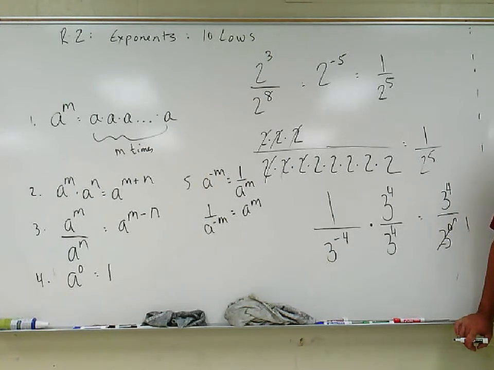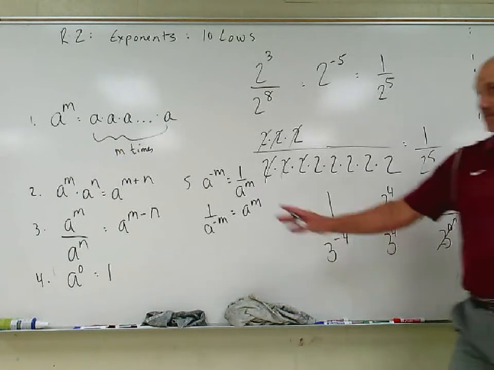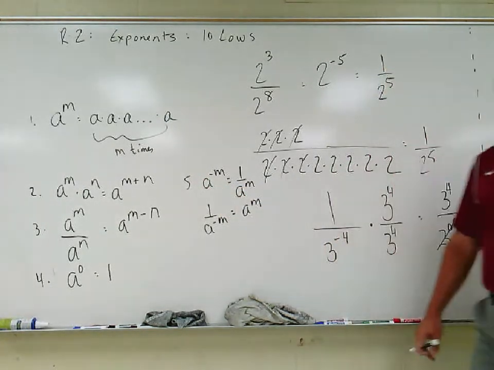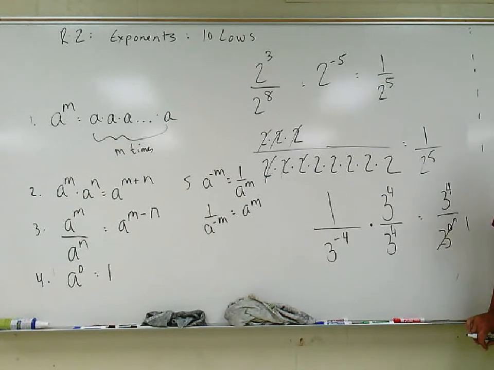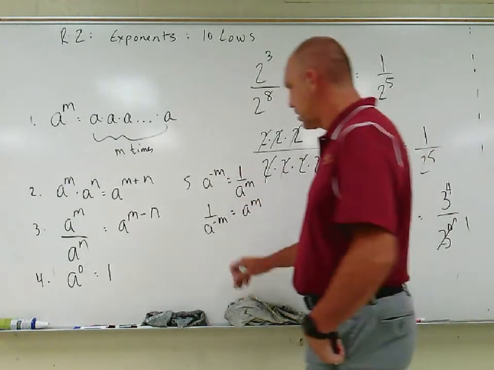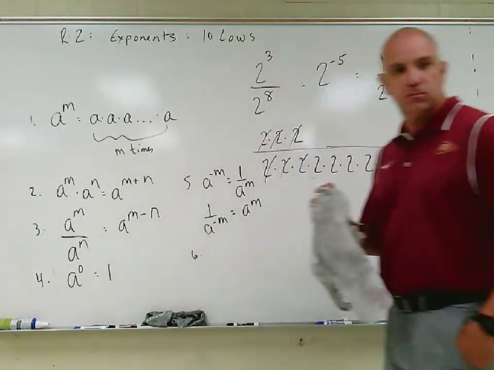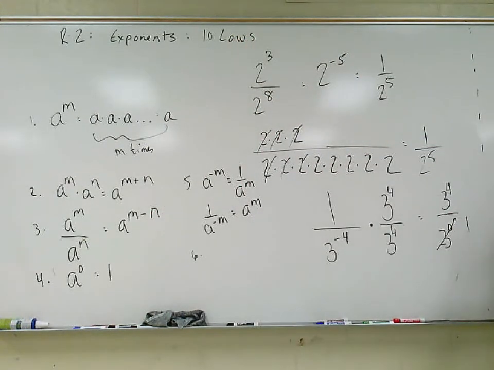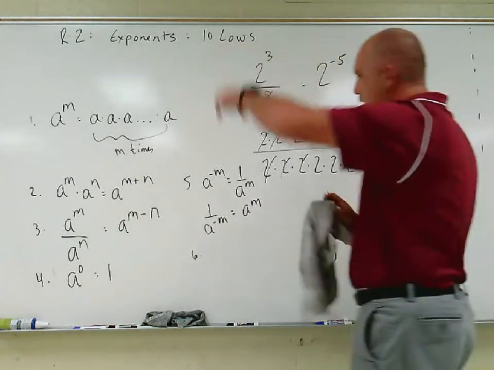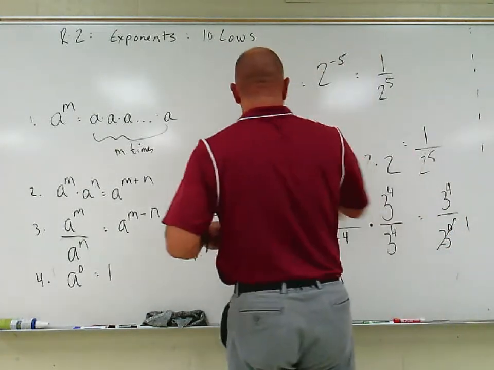How many rules is that? 5. Yeah, we got 5 rules. So that goes with it. All right, rule 6. I got to erase. I'd like to leave all 10 rules up. I may have to put like 8 and 9 up there or something. All right, rule 6.